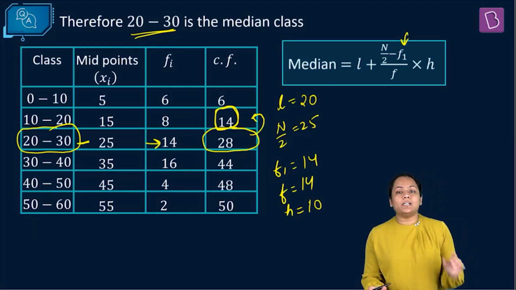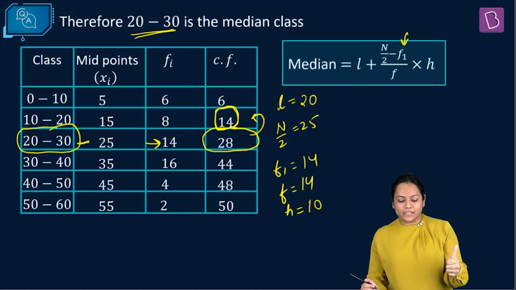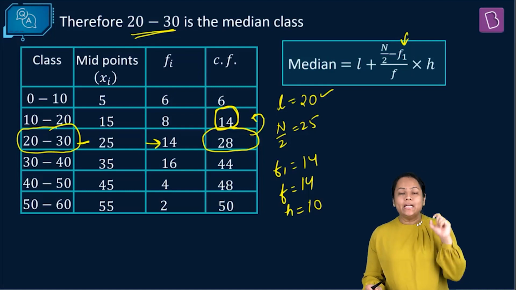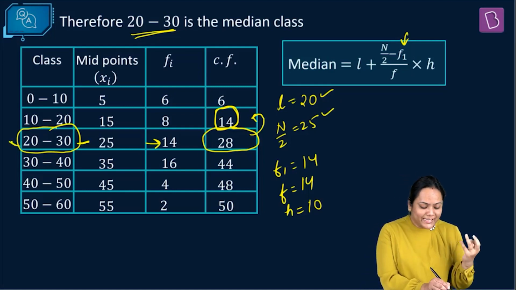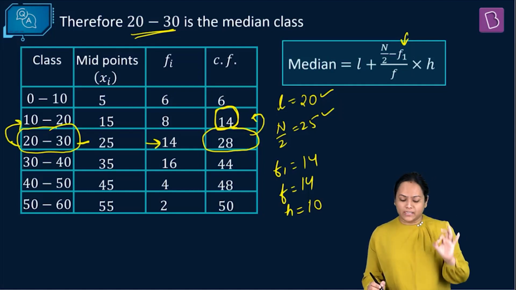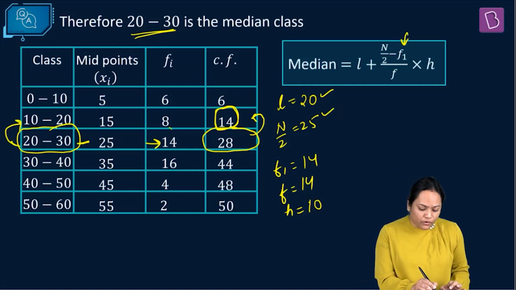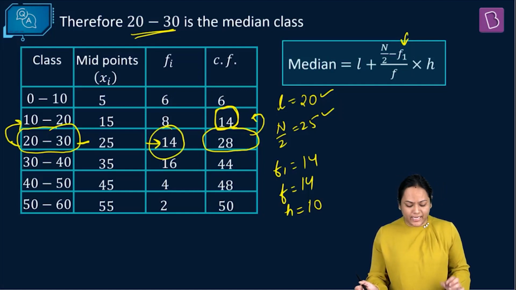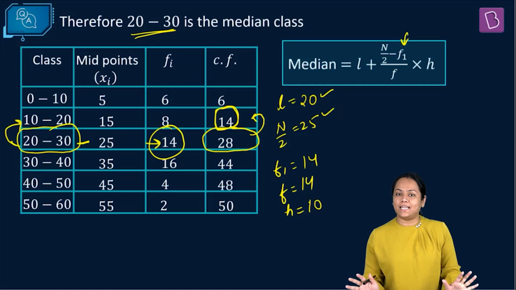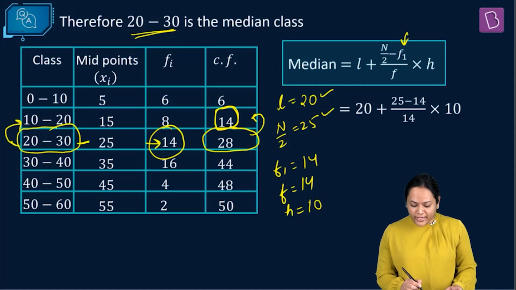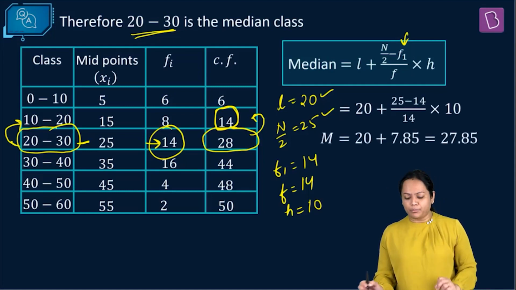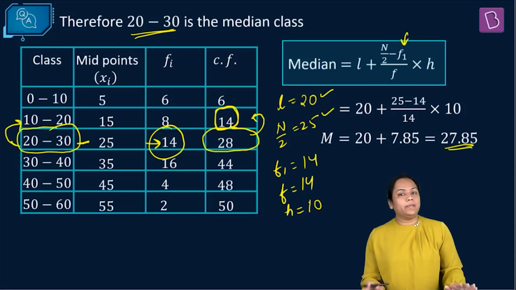So, these are the parameters. Again, let's revise quickly. L is the lower limit of the median class. In this case, L is 20. n by 2, we already have found out this is 25. F1 is the cumulative frequency of the class which is preceding the median class, that is 14 in this case. f is the frequency of the median class, that is again 14 in this case, and h is the class width, that is 10. Perfect. Okay, so now when we substitute all these terms over here, the final value of median comes out as 27.85. This will be the median.